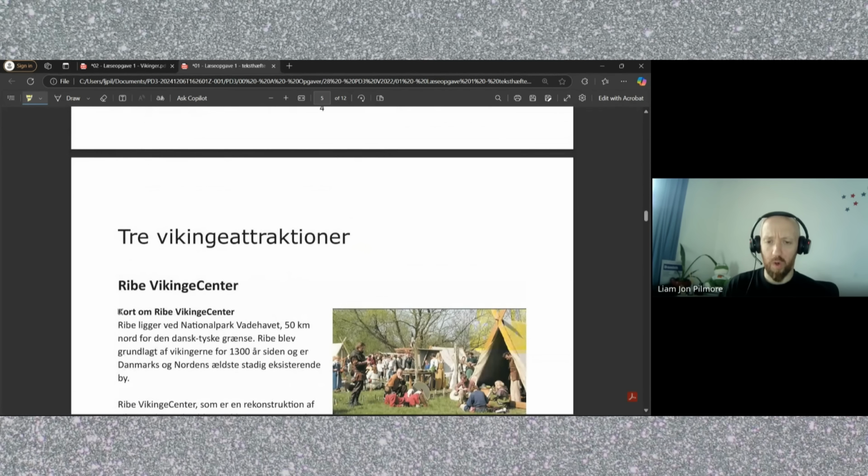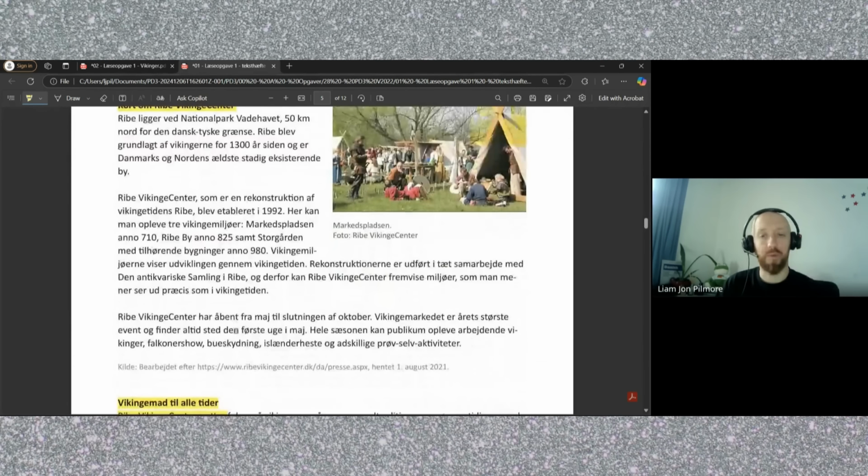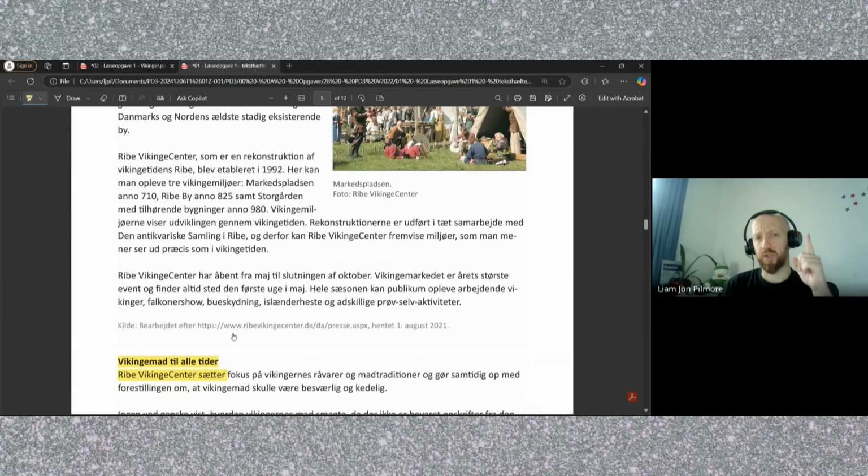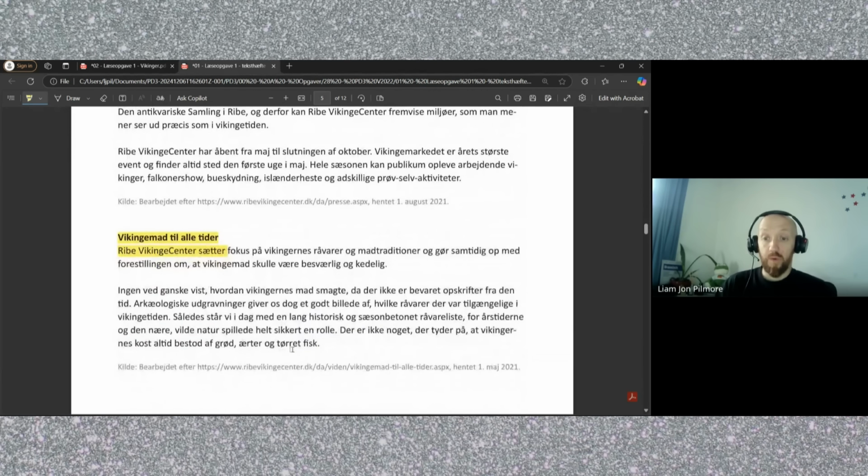Whereas here it says, kort om Ribe Vikingecenter. Use that to your advantage. You might be able to cut out a lot of blah blah and go directly to the source. So start by looking at the subtitles and see, is there anything there? So here's something about food, and right away I can see a keyword from our question, råvarer. Ribe Vikingecenter sætter fokus på vikingernes råvarer og madtraditioner og gør samtidig op med forestilling om, at vikingemad skulle være besværlig. Okay.